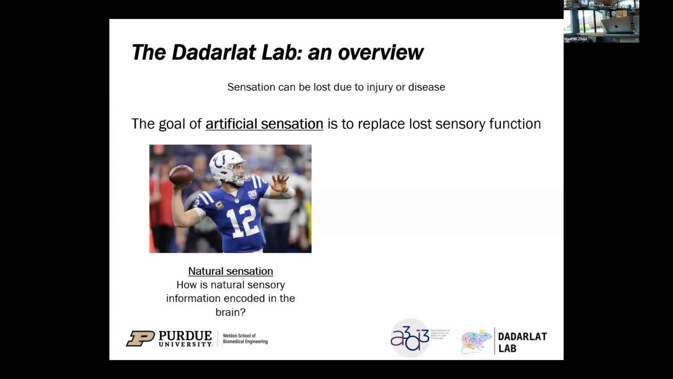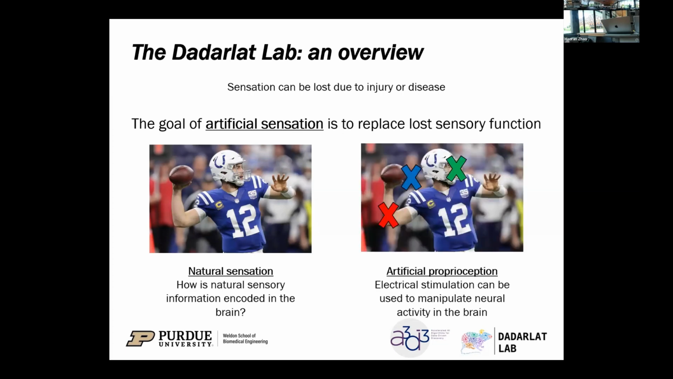So first one is to look at natural sensation. So how is natural sensory information encoded within the brain? And then we're also looking at artificial sensation or artificial proprioception, where we can use electrical stimulation to manipulate neural activity within the brain. So that's a little bit of an overview. I'm going to kind of briefly go into all the projects that we're doing.